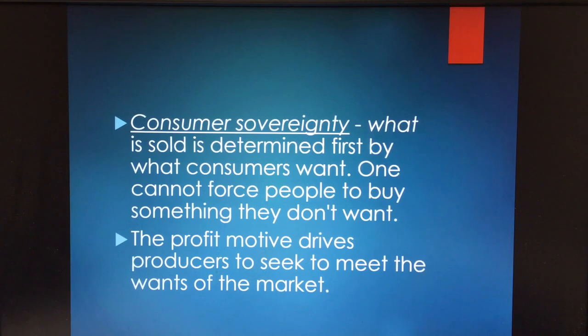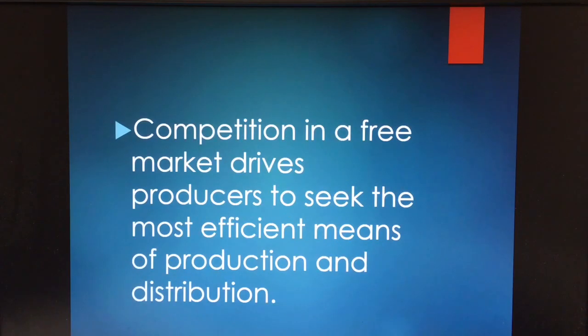And in that sense, the natural self-interest that we all possess in a market economy is actually projected outward. In order to benefit myself, I have to think about what you want. And there's a lot to appreciate about that; many people, it seems like, don't. The profit motive drives producers to seek to meet the wants of the market. It also forces producers to seek the most efficient means of production and distribution.